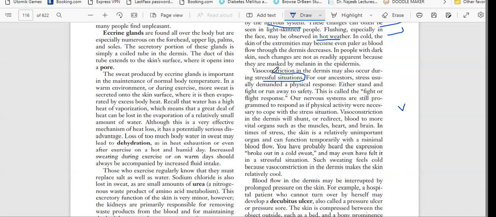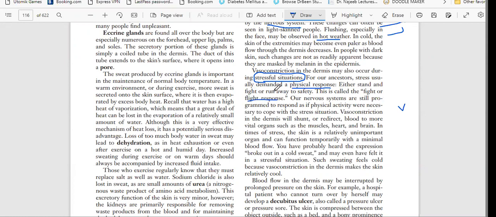Vasoconstriction in the dermis may also occur during stressful situations. So when vasoconstriction occurs, it will also occur in stressful conditions. Why is this happening? Because for our ancestors, stress usually demanded a physical response: either stand and fight or run away to safety. This is called the fight or flight response.